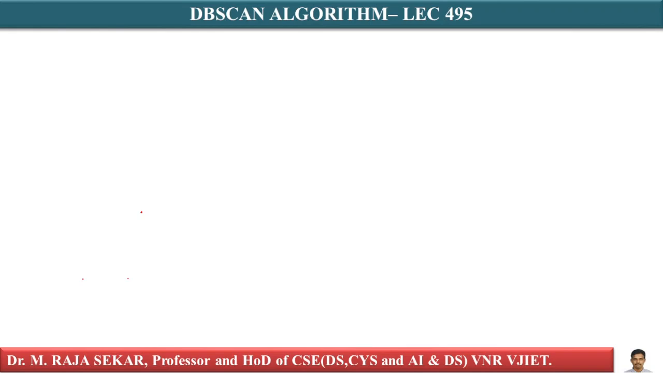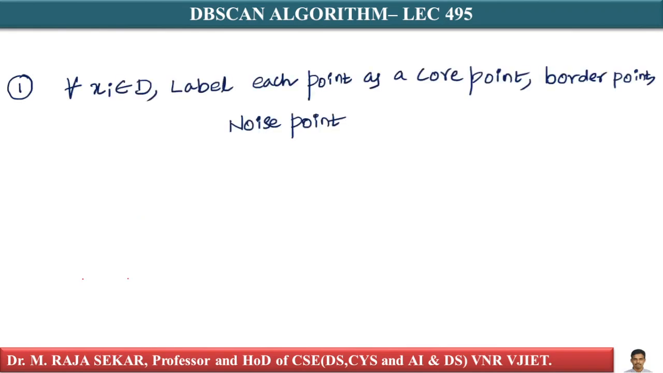Given all of the terms that we learned, let's go into the core of the DBSCAN algorithm and how it works. The first step of the algorithm is, for each point xi that belongs to your dataset capital D, your first job is to label each point as core point or border point or noise point.